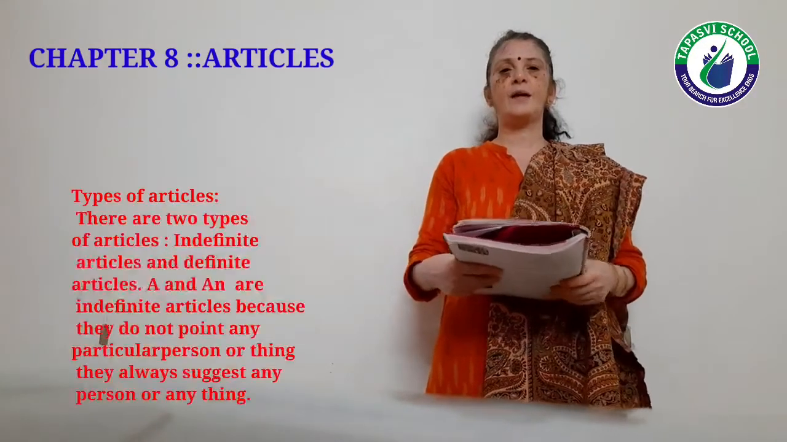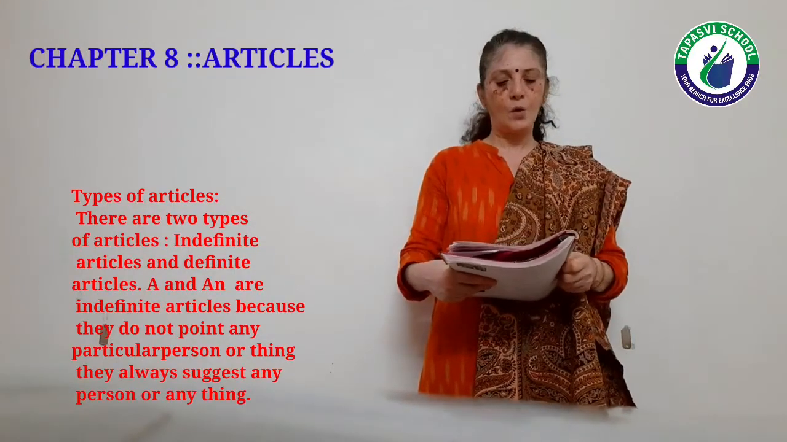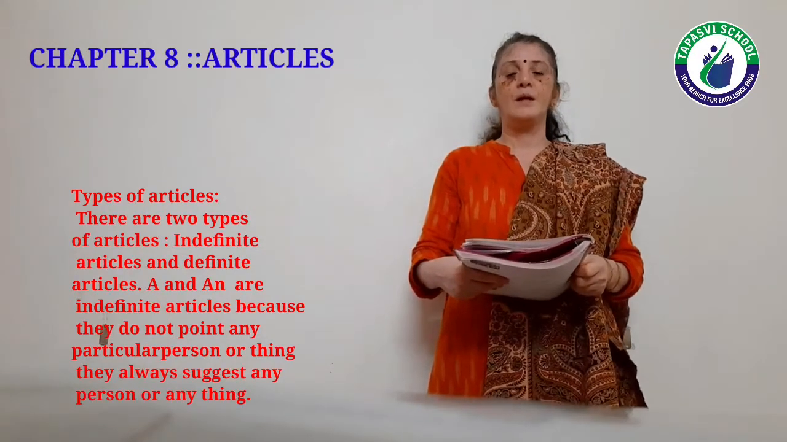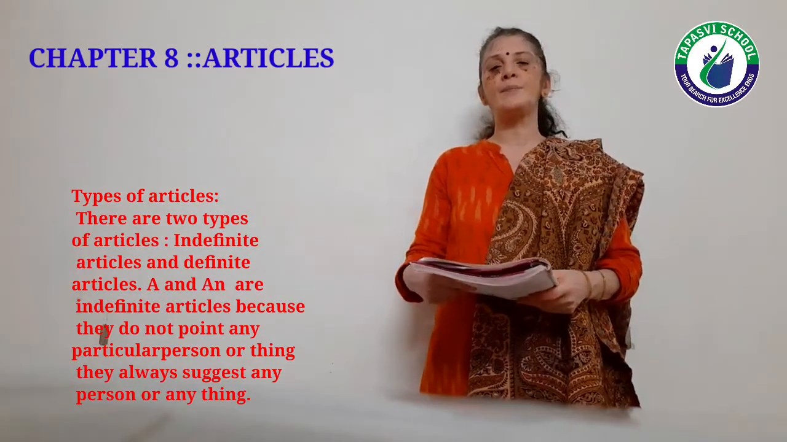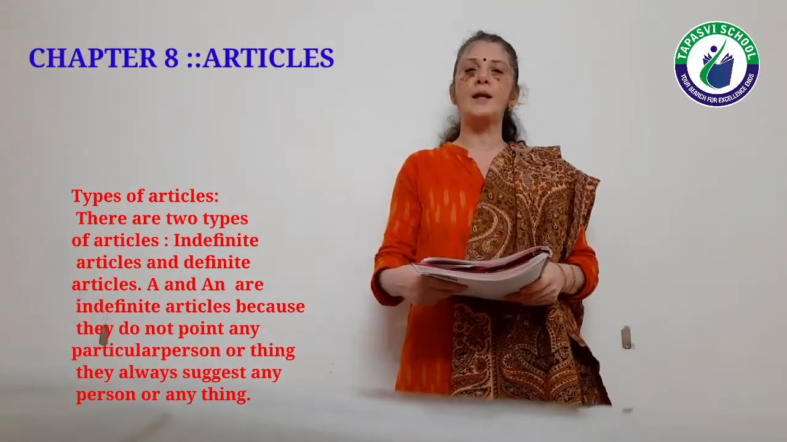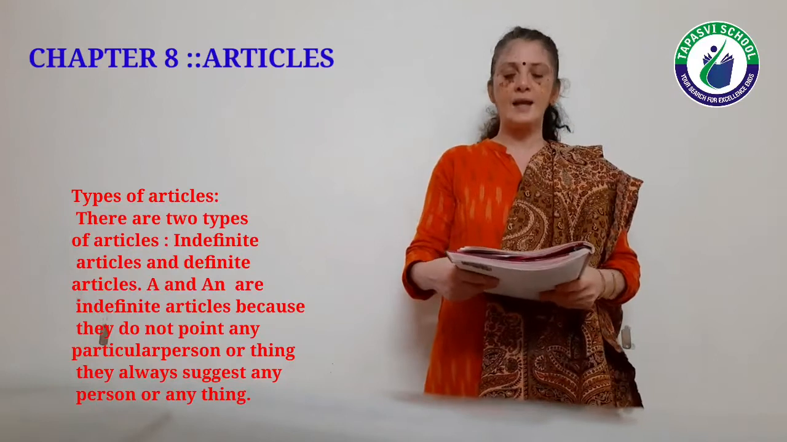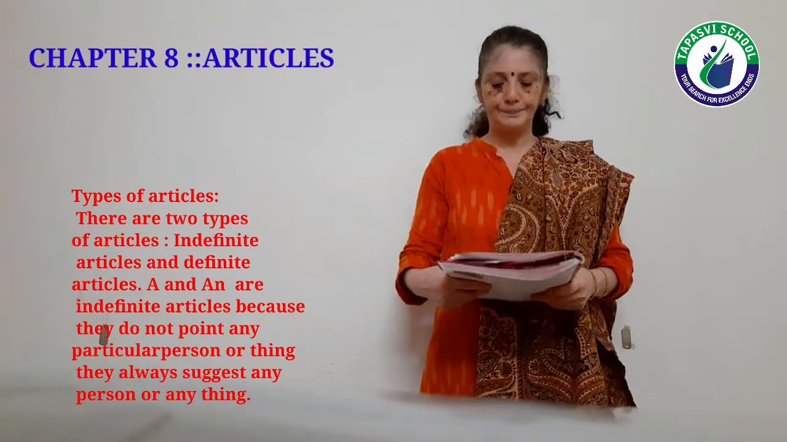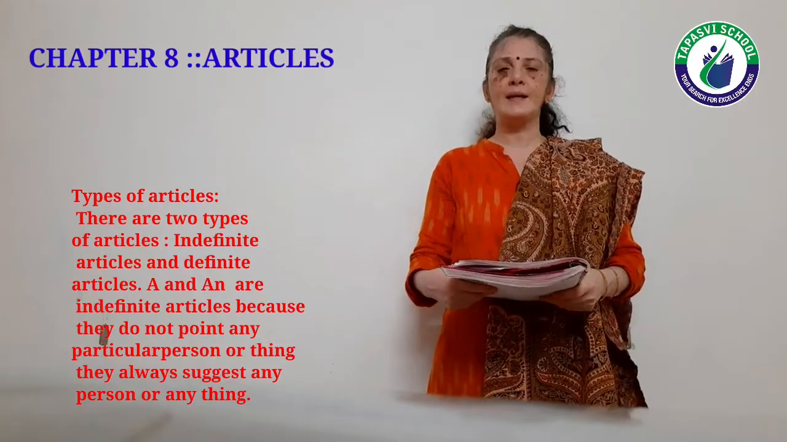Now what are indefinite articles? A and an are indefinite articles because they do not point out any particular person or thing. They also suggest any person or anything. For example, give me an apple to eat. Here the speaker wants any apple.